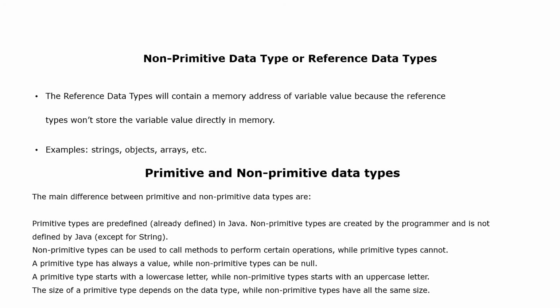A primitive data type always has a value, while a non-primitive can be null. Primitive types start with lowercase letters, while non-primitive types start with uppercase letters. The size of primitive types depends on the data type, while non-primitives all have the same size. I'll explain about memory allocation in my next chapter.